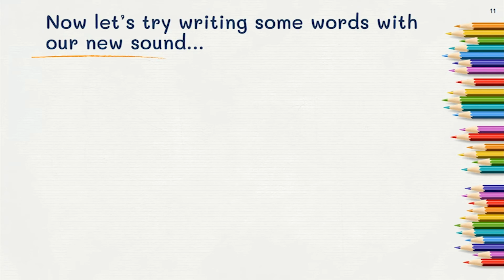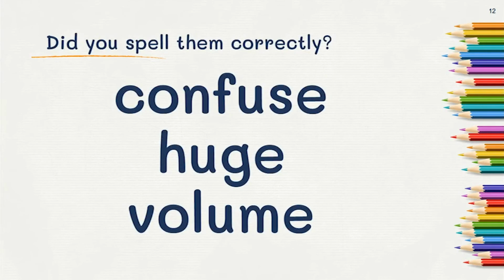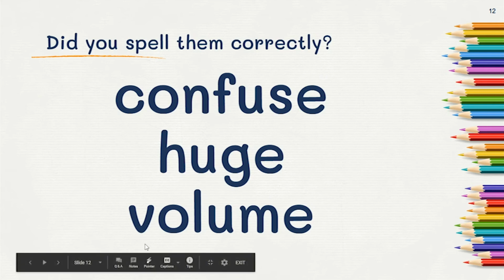The last word is volume. V-O-L-U-M-E. Volume. Did you spell them correctly? The first word is confuse. C-O-N-F-U-S-E. Confuse. The second word is huge. Huge. The third word is volume. V-O-L-U-M-E. Volume.